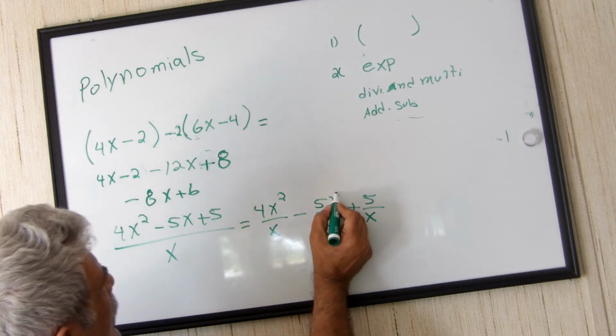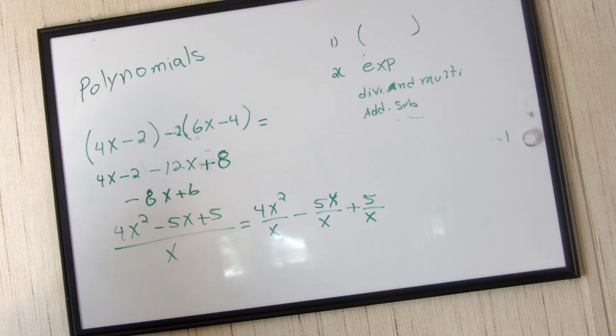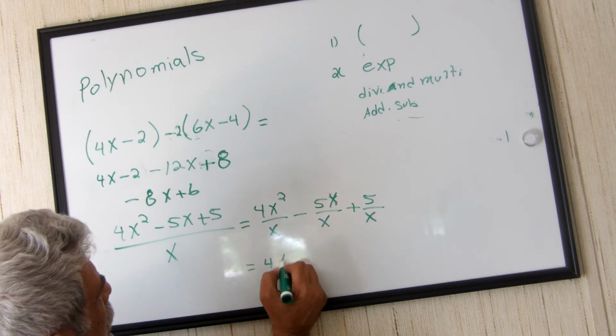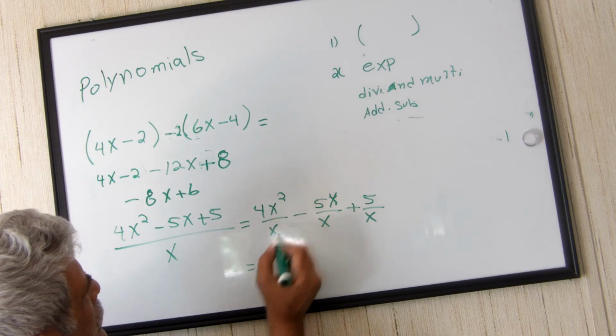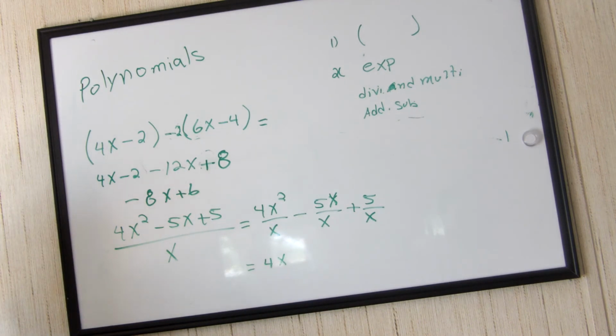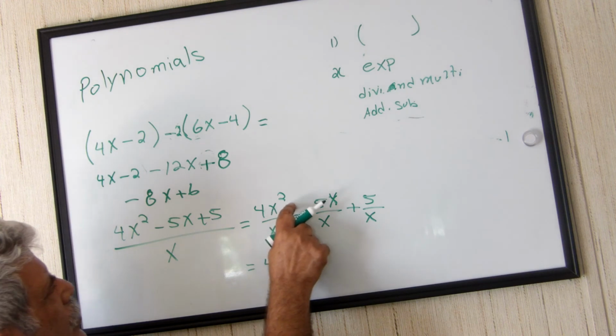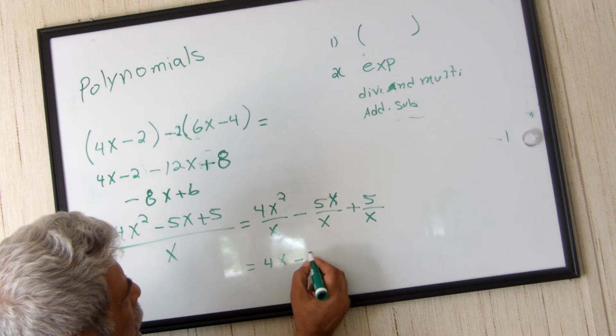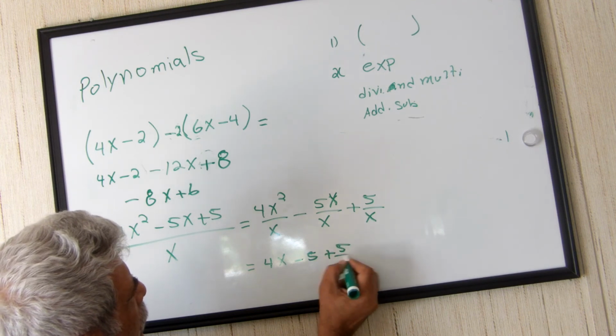So if you want to simplify, you say 4x, because 2 minus 1 to the power of 1, the x² at the top. When it's cancelled out, just 1x stays here, minus 5 plus 5 over x.